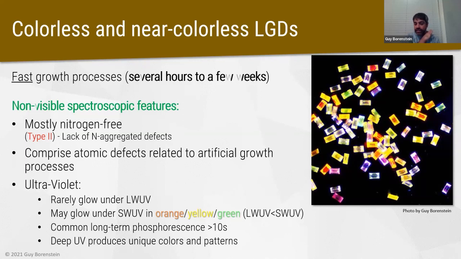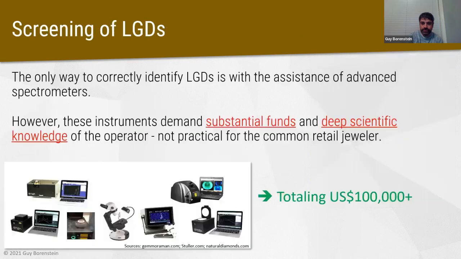Another thing that we can find in most of the HPHT diamonds and some of the CVD ones is that after you turn off the shortwave UV, they continue to fluoresce, what we call phosphorescence, for more than 10 seconds. Sometimes it could get even to 2 minutes. And if we put them under the deep UV, we get, as you can see in the image on the right, many different colors and options, but no blue.